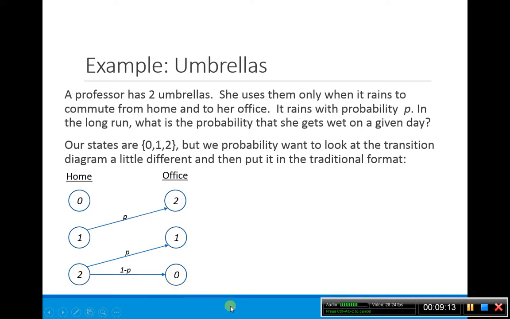Okay, so now if I'm at home with 1 umbrella and it rains, then I'm going to end up with 2 umbrellas at the office. But if it doesn't rain, then I'm going to keep it the same. And if I have no umbrellas at home, then it doesn't really matter, because if I'm going to the office, then if I have no umbrellas at home, then I'm going to keep with only 2 umbrellas at the office.